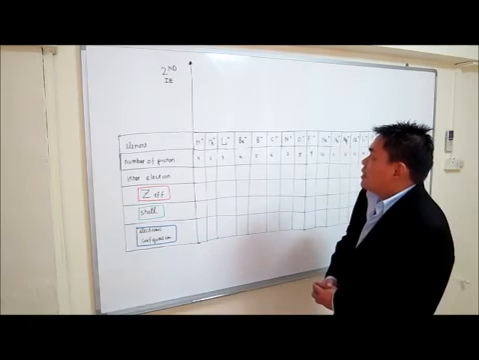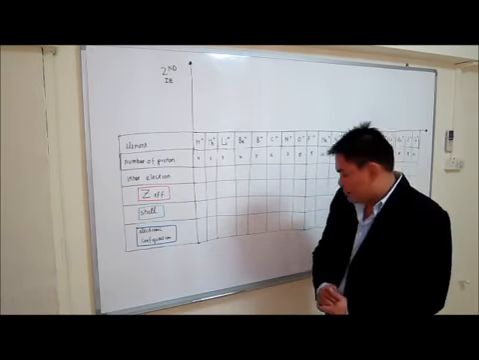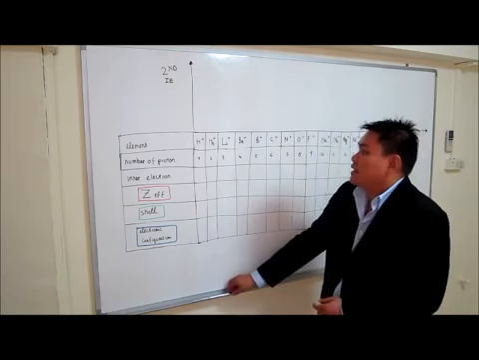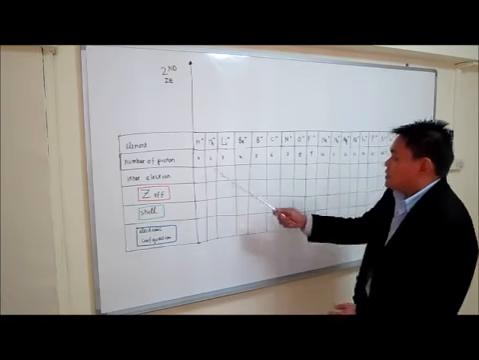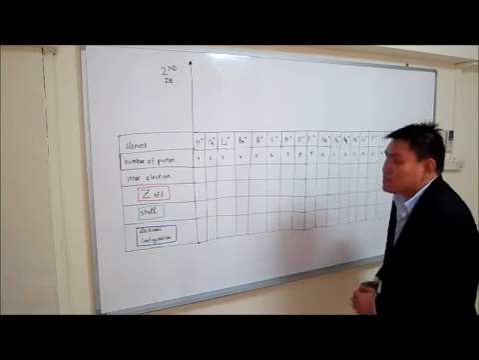The one that I would like to explain to you today is how to draw the second ionization energy graph against the number of proton or against the element in order.